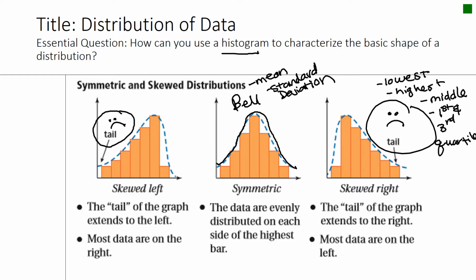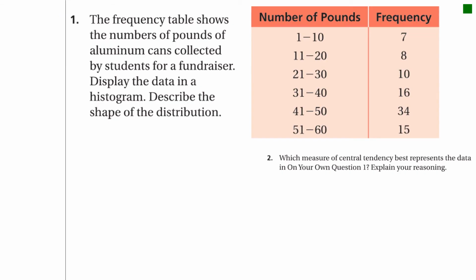All right, let's get started with our first example. We're looking at a frequency table showing the number of pounds of aluminum cans collected by students for a fundraiser. We're going to display this data in a histogram, and we're going to describe the shape of the distribution. Based off of the shape, that will tell us how we want to describe the data set.